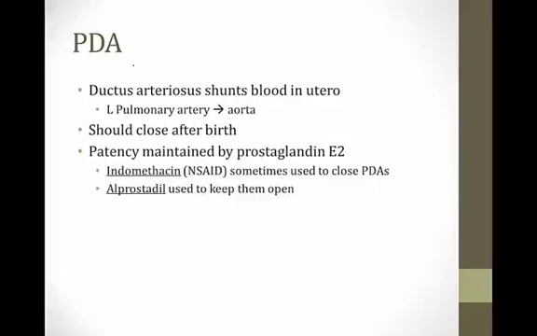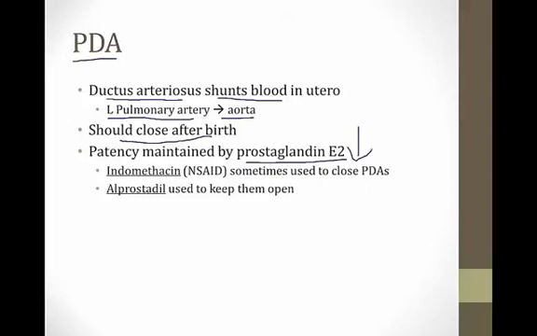Next, let's talk about a patent ductus arteriosus, or PDA. Recall that the ductus arteriosus is a vascular structure that shunts blood in utero from the left pulmonary artery to the aorta, therefore bypassing the lungs. And it should close after birth, and the reason it should close after birth is because its patency in utero is maintained by high levels of prostaglandin, especially prostaglandin E2, and at birth the levels of prostaglandin in the newborn baby fall dramatically compared to in utero.